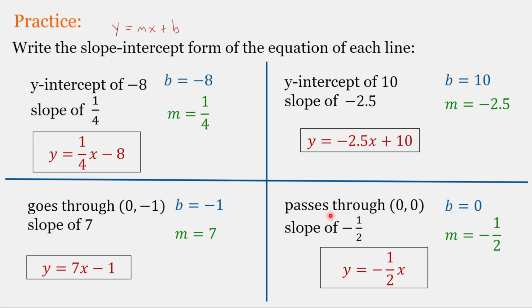And for the last problem, it passes through the point 0, 0. So it's going through the origin. Now when we plug this into the equation, we're going to end up with y equal to negative 1/2 x plus 0, but we don't need to show that plus 0. Leaving us with y equal to negative 1/2 x.